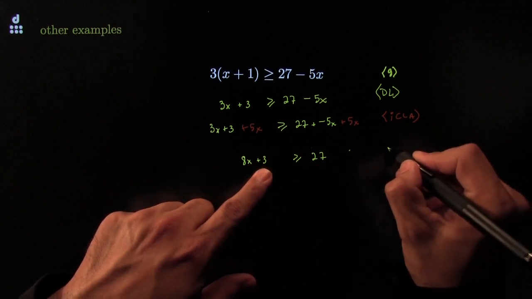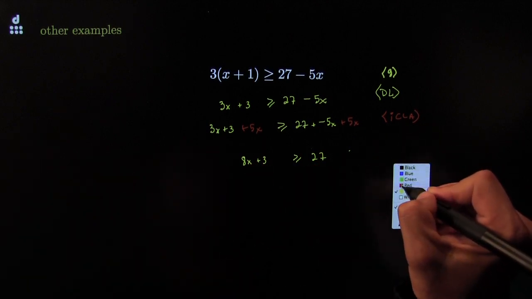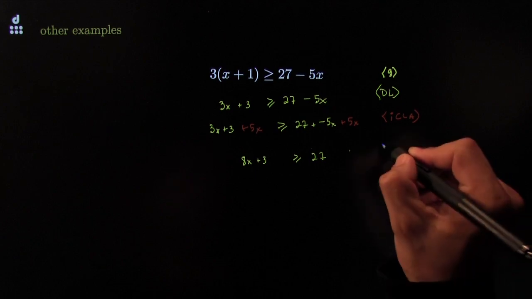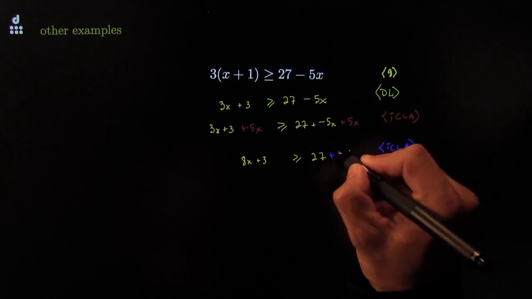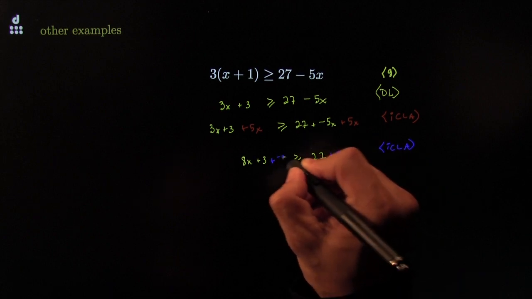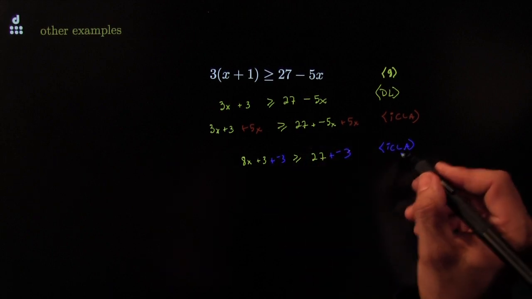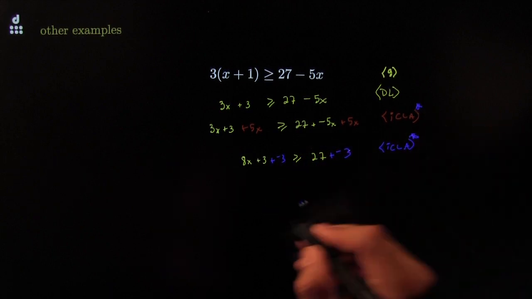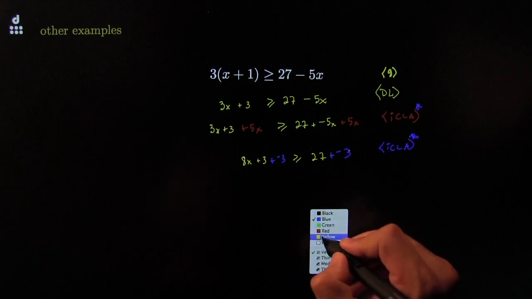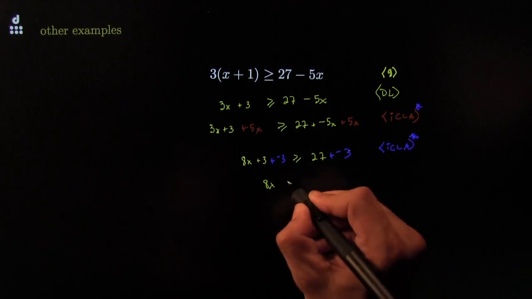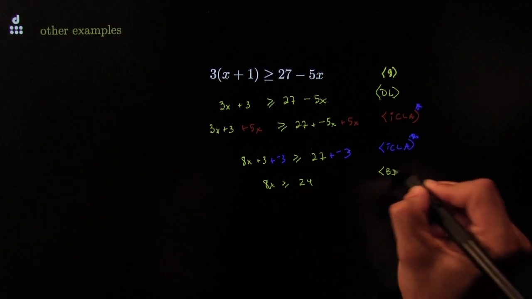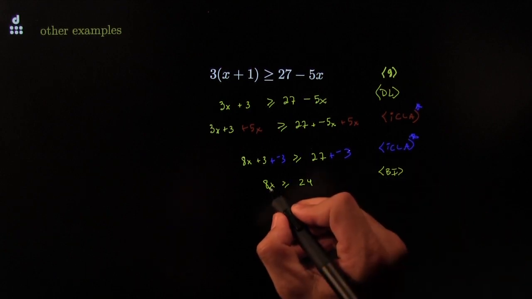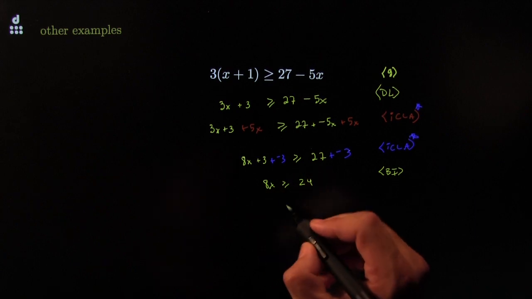So that would be, let's do it in blue now. That would be cancellation law of addition for inequalities. I'm adding a negative 3 to that side, adding a negative 3 to that side. Again, we got to come back and talk more about these. That turns into 8x is greater than or equal to 24 by inspection. And now we can just kill the coefficient here.